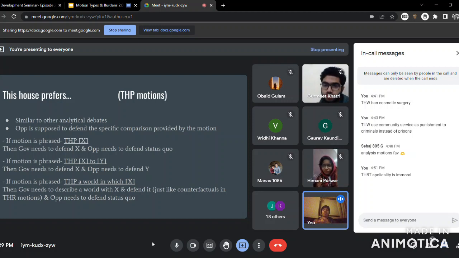But yeah, what you meant to say was that the compulsory aspect exists there too. That's true. But I'm using this military example to explain what I mean by the specific comparisons in a this house prefers motion. So if the motion is this house prefers compulsory military conscription and nothing further is given, that it prefers this to what is not specified, then the assumption by default is to prefer this thing as opposed to what happens in the status quo. If nothing is given, then the other thing is the status quo.